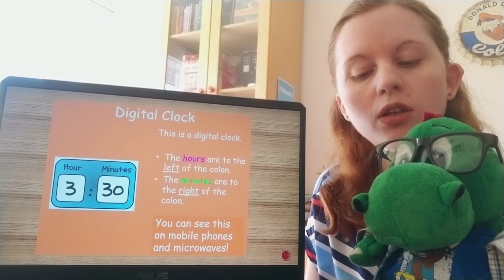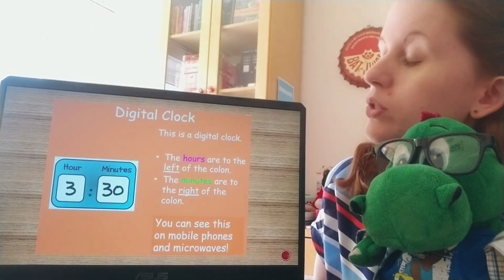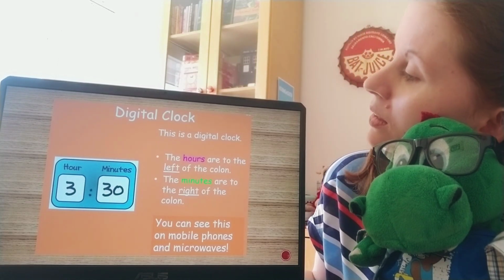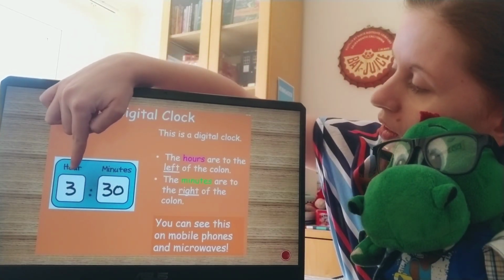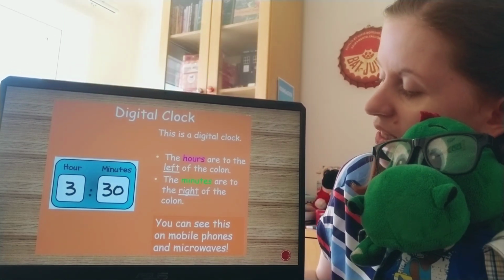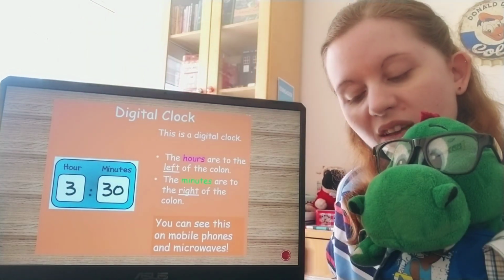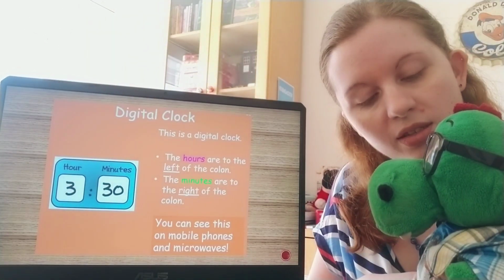Digital clock. Now, a lot of times you won't see an analog clock anymore. You'll see a digital clock, which can also be used to tell the time. This is a digital clock. The hours are to the left of the colon. The minutes are to the right of the colon. You can see this on mobile phones, microwaves, computers. Sometimes you can get watches with digital faces.